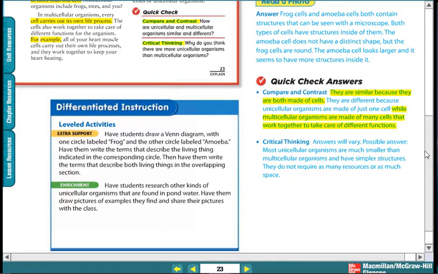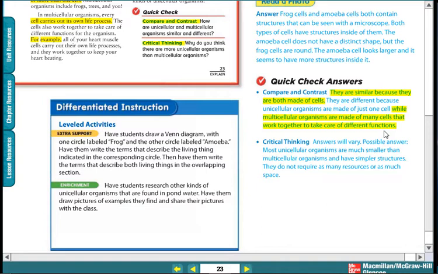They are similar because they are both made of cells. But they are different because unicellular organisms are made of just one cell, while multicellular organisms are made of many cells that work together to take care of different functions. Here you have to distinguish between the both.